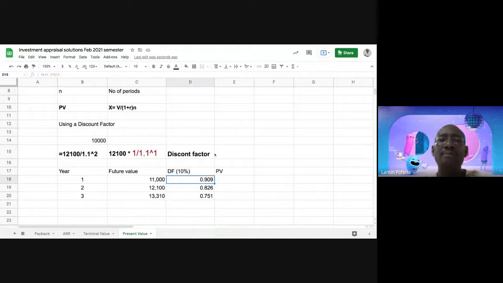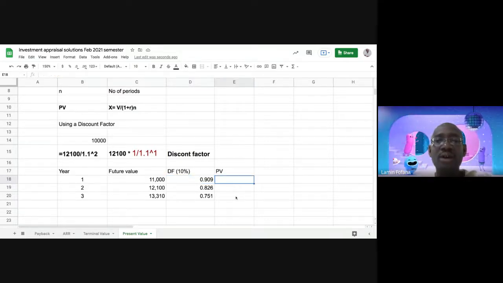Usually in exams, when you go to do maybe your ACCA or your masters, they usually give you discount factors when you're doing some advanced forms of NPV analysis. But for now you have to calculate it.